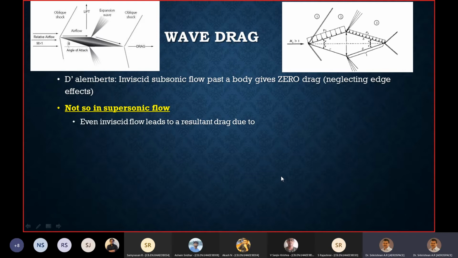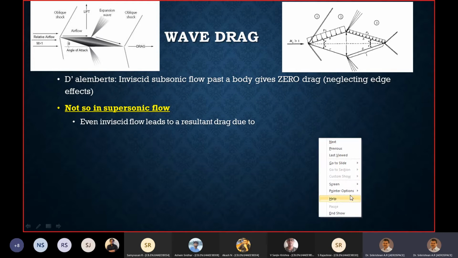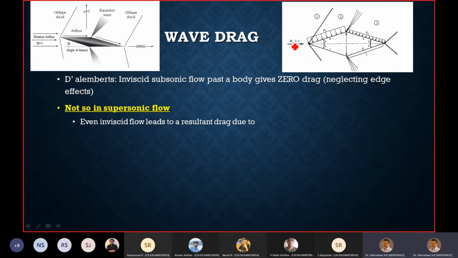So this existence of drag, even in the absence of viscosity, in supersonic flow is because of the formation of the expansion waves and the oblique shocks. Now let's go to the top image here. I'll try to explain it once again. You have a supersonic flow coming here. You have oblique shocks, you have an expansion fan, and because of that, you have higher static pressure on this surface and lower static pressure on this surface.